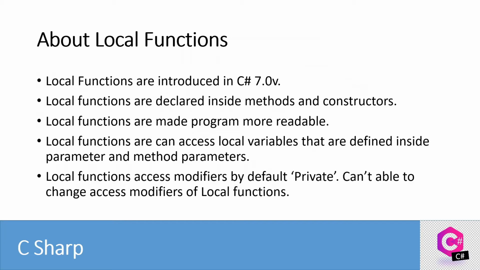Let's see what local functions are. These local functions were introduced in C# version 7.0. Local functions are declared inside methods or constructors. Local function means if you declare any method inside a method, that method is called a local function. For example, we have a method named A, and inside that method A, if you declare another method, that method is called a local function.